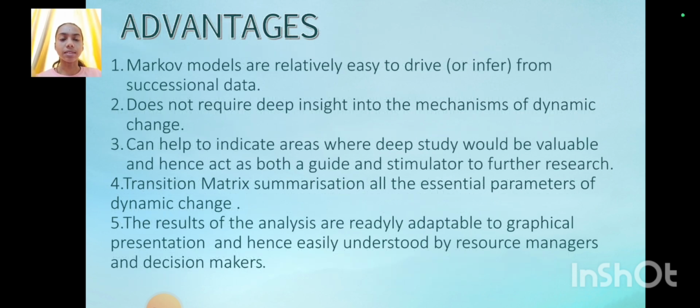Advantages of Markov analysis. Markov models are relatively easy to derive from successional data. Does not require deep insight into the mechanism of dynamic change. Can help to indicate areas where deep study would be valuable, and hence act both as a guide and stimulator to future research. Transition matrix summarizes all the essential parameters of dynamic change. The results of the analysis are readily adaptable to graphical presentation and hence easily understood by resource managers and decision makers.